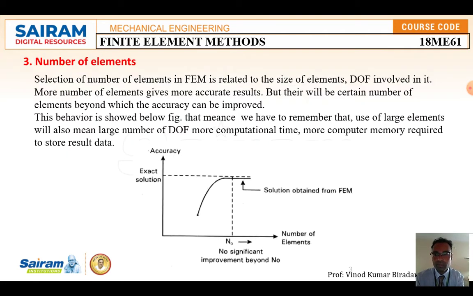Now coming to the third one, the number of elements. How many elements are we going to use in the finite element method? What is the importance of dividing into elements? That we need to study here. The selection of the number of elements in a finite element method is treated like the size of an element, and it also involves the degrees of freedom. If you divide into more elements, more degrees of freedom will be there, so solving is also a little difficult and complicated. More number of elements gives a more accurate result.